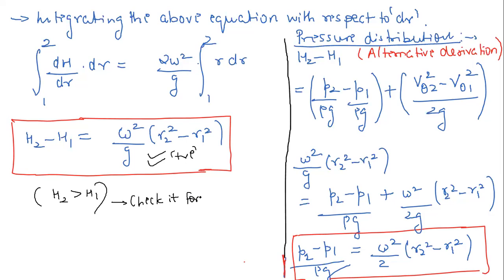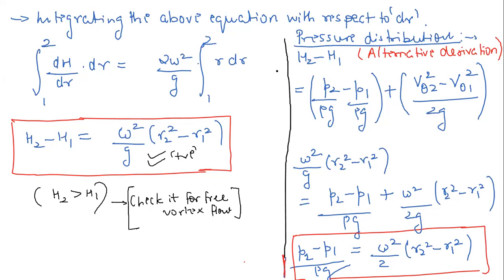So just go home and try to check it for a free vortex flow and try to make some clear differences between these free and forced vortex flow. This is a very important phenomenon in our day-to-day life. So now the energy distribution is also there. The energy distribution is obviously very easy.